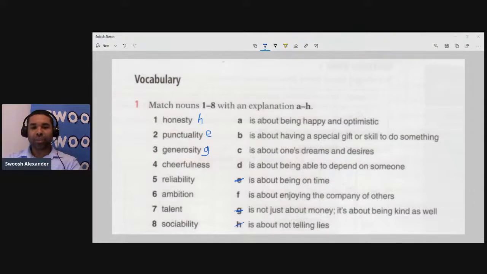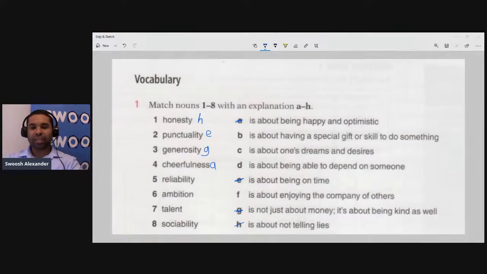Cheerfulness. What do we think for this one? So Ikemba would go for B for cheerfulness. Is that right, Ikemba? You're going for B for number 4? What do we think? Mariam's going for A. Yeah, I think A is the best definition for cheerfulness. If you're cheerful, you are a happy person, happy and optimistic. So yeah, cheerfulness refers to these qualities.